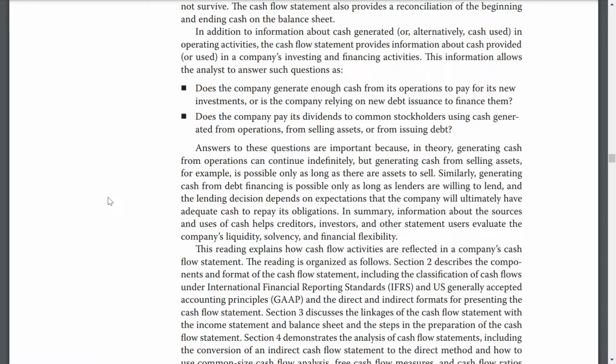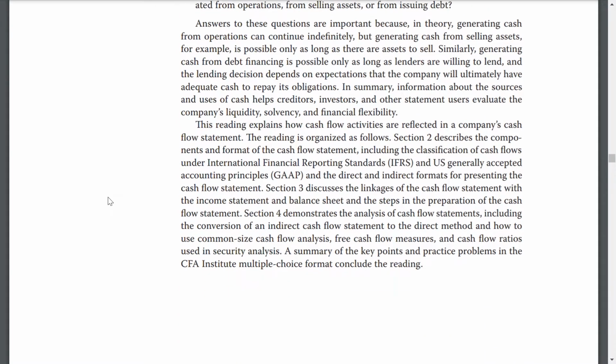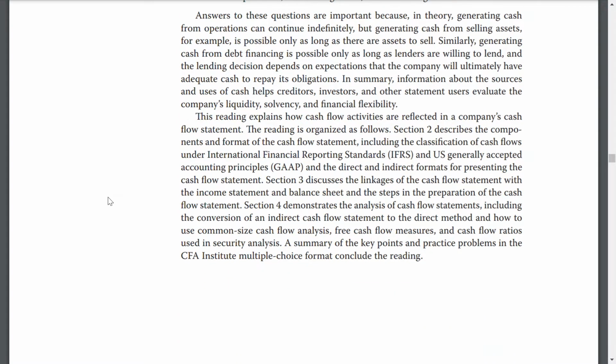to repay the obligations. In summary, information about the sources and uses of cash helps creditors, investors, and other statement users evaluate the company's liquidity, solvency, and financial flexibility. This reading explains how cash flow activities are reflected in a company's cash flow statements. This reading is organized as follows.